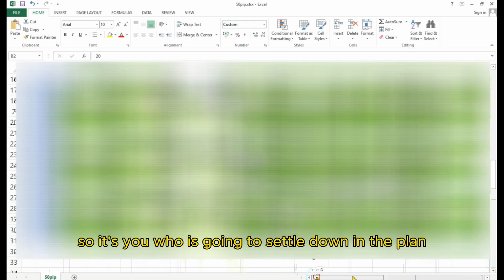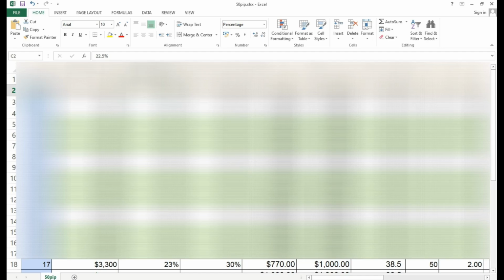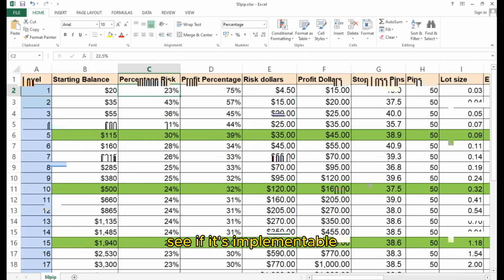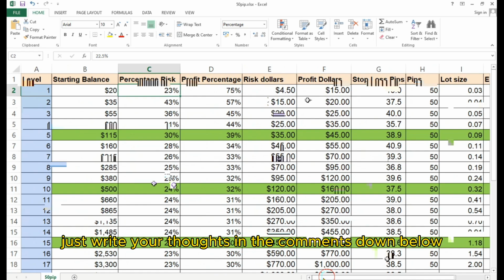So it's you who is going to settle down with the plan. See if it's feasible for you. See if it's implementable. If you want to use it, it will be linked below. You can go to it, try it out, and see if it works for you. If it does, please tell me. So what do you think about this trading plan? Is it feasible? Is it tangible? Is it tradable? Is it possible to achieve this? Should we do it? Just write your thoughts in the comments down below.